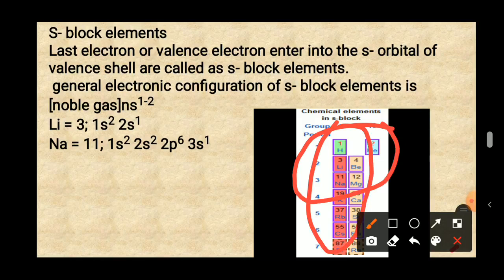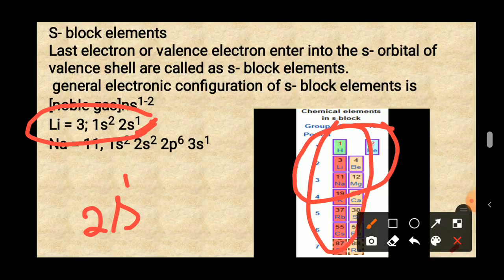Now here, the last electron or valence electron enters into the s orbital of the valence shell. So what is the meaning of this? Below I have written the electronic configuration of lithium. Lithium's atomic number is 3. So what is the electronic configuration? 1s2 2s1. The last electron is the one present in 2s1. That is called the last electron, or the valence electron.